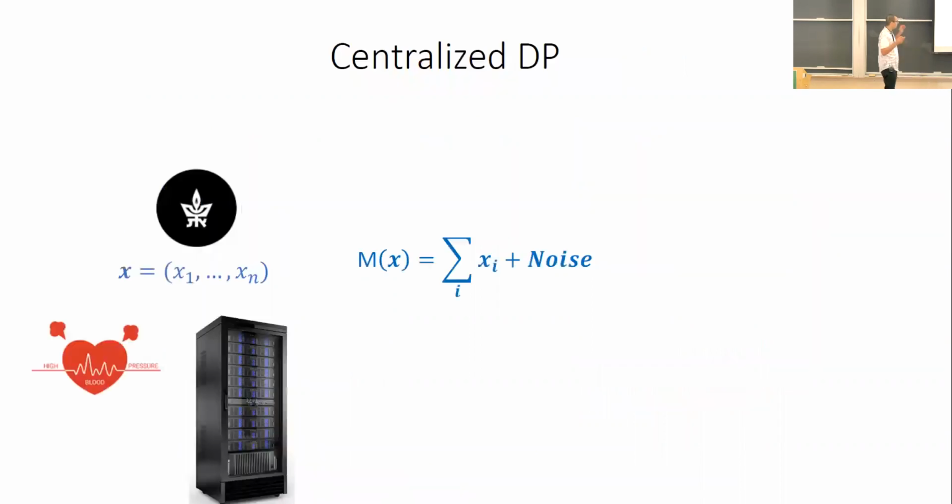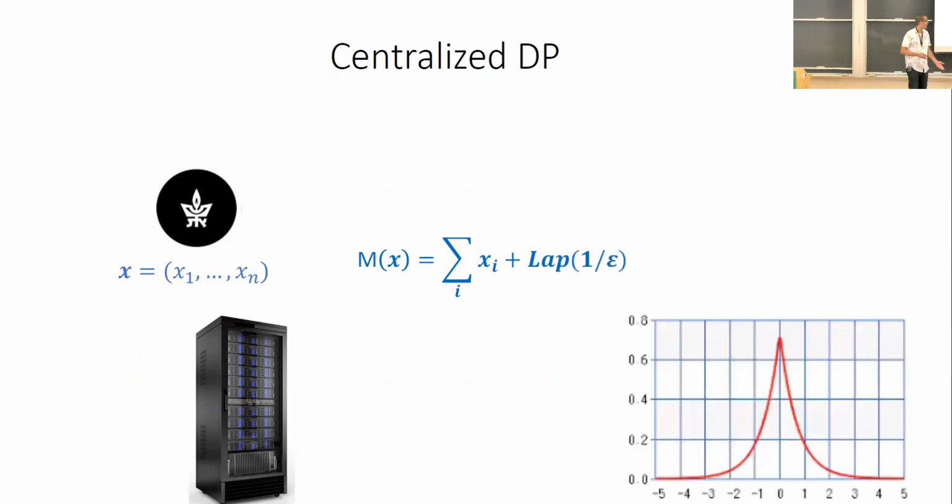So let's see a very basic, simple example. Suppose that Tel Aviv University wants to publish the number of workers that suffer from high blood pressure. So we can think about the database X as a binary database where Xi is 1 if the ith worker suffers from high blood pressure. So we are interested in the sum of the Xi's, and usually the way to privately estimate it is by adding some noise. For achieving epsilon differential privacy, we can just use a Laplace noise of magnitude 1 over epsilon, namely a constant noise.